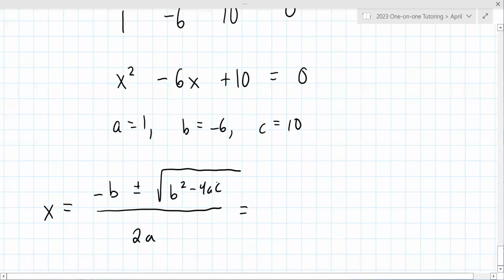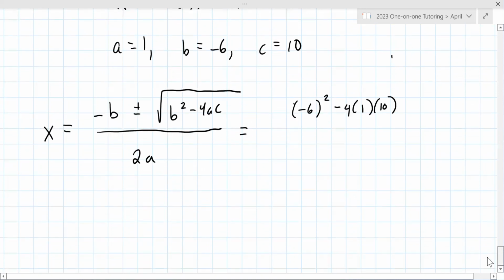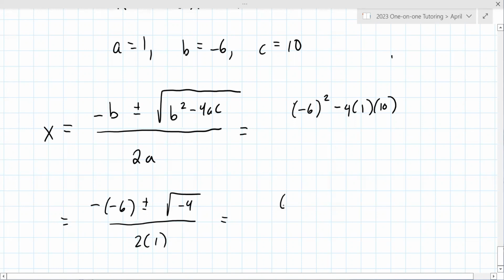Do you have something for me for what's under the root there? I got like a 3, and then I got a -2. Okay, just to be clear, you're putting -6 in for B, A is 1 and C is 10. This is what I'm asking you to simplify, just this. What does that become? -4. Yes. Okay, and this kind of works out nice. It's -6 plus or minus the square root of -4 over 2 times 1. So this is 6 plus or minus the square root of -4 over 2.